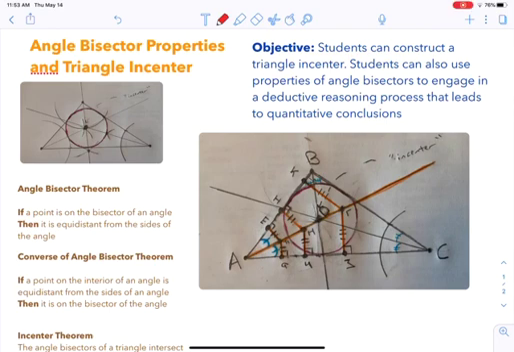After the silent video I made for you, where we created a triangle incenter by constructing the angle bisectors of a given triangle, that's this image right here, you'll recall. I wanted to take a look at the applications of angle bisectors and have you use deductive reasoning to come to quantitative conclusions about problems with triangles and angle bisectors. But first, I want to just point a couple things out.